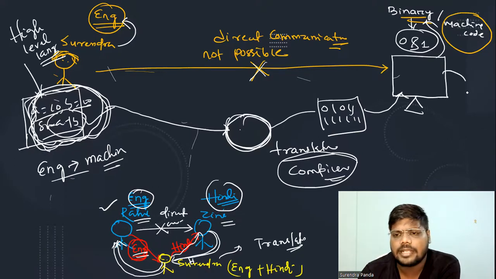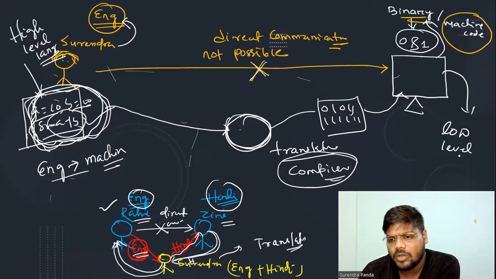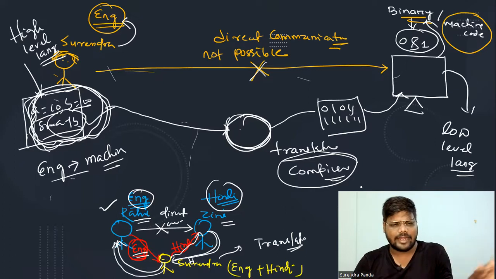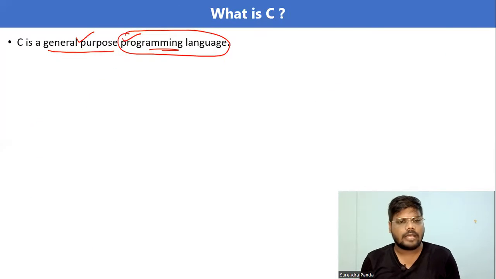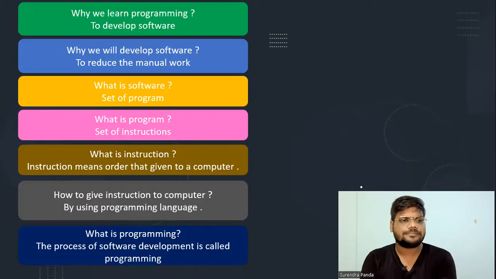And these are technically called what? Zeros and ones is called what? Low level language. Okay, I think it's bad handwriting kind of thing. I hope you will manage it. That's your duty. And that is the story basically for this video. Maybe I covered a lot of theoretical concepts, but these are important to learn programming. Without this, no use.